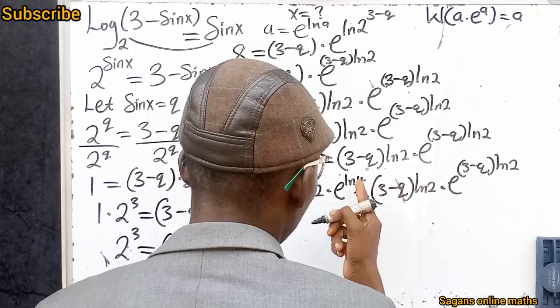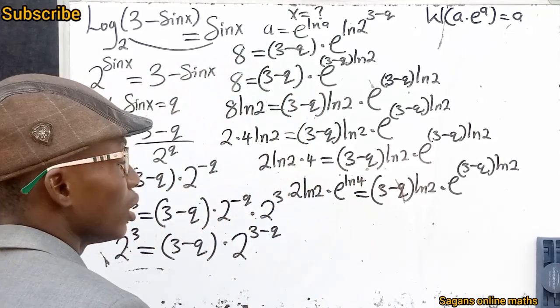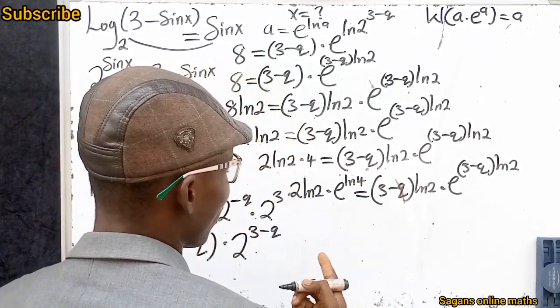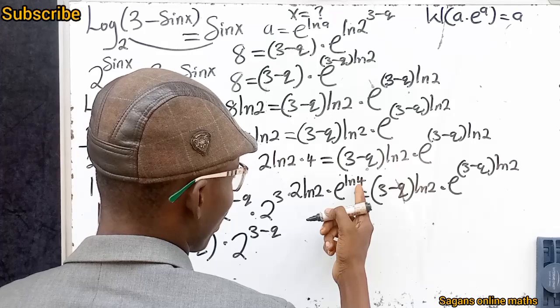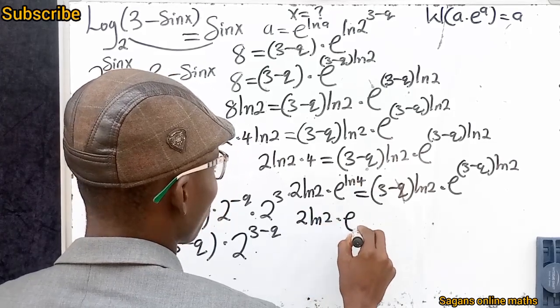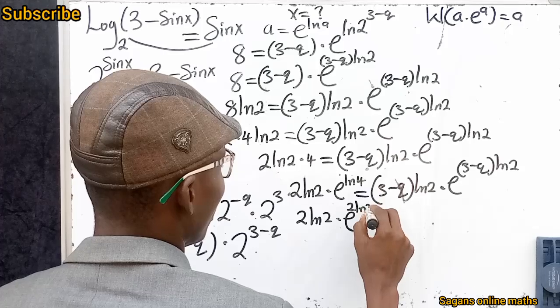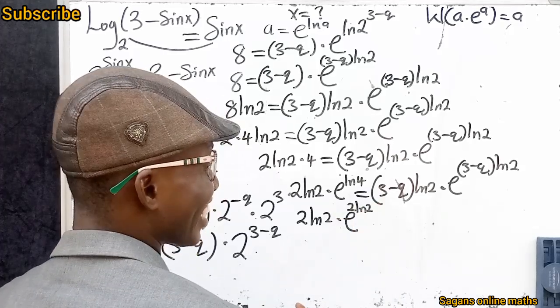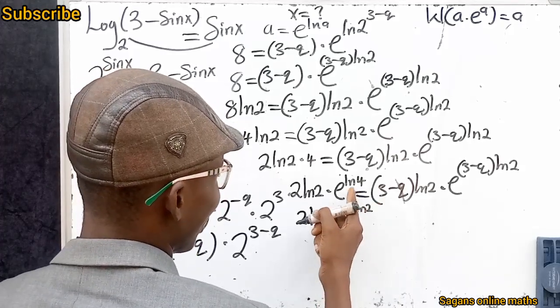Now again, this 4 we are seeing, we can also take in index form. Remember that 2 raised to the power 2 is 4. So this 4 you are seeing, I can also write it as 2 ln 2 multiplied by e raised to the power 2 ln 2. Can you see how interesting it is? Very simple. Because 2 ln 2 is ln 4.